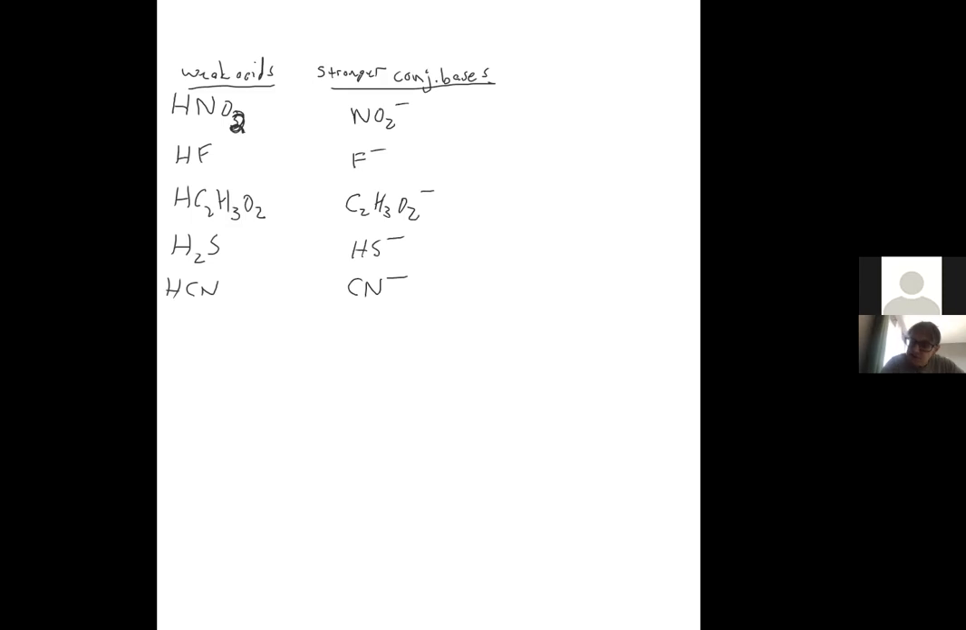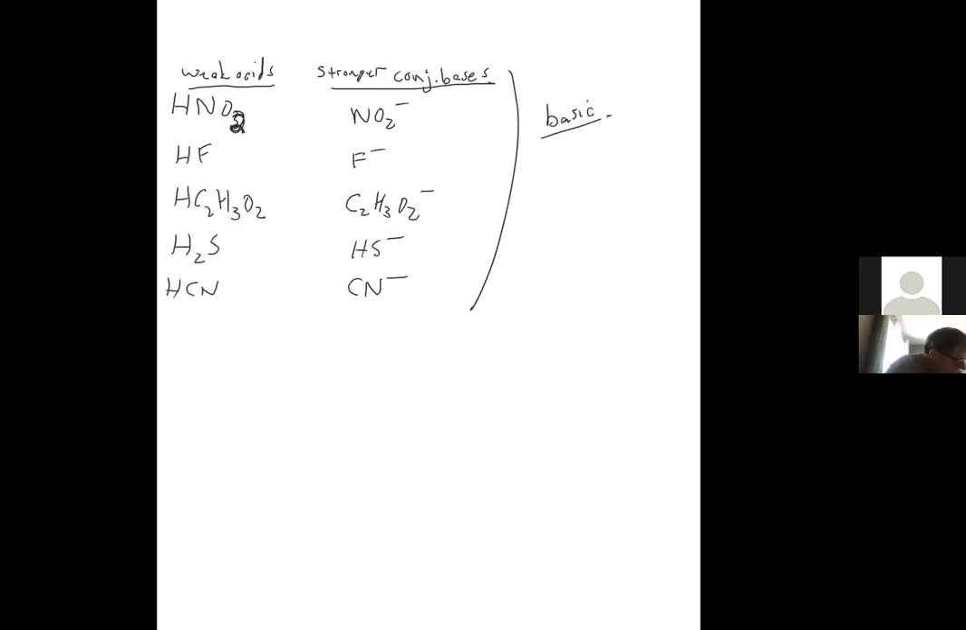So now these are going to be relatively stronger conjugate bases. Okay, oops, sorry, that's a 2. NO2 minus, F minus, C2H3O2 minus, HS minus, notice you're getting rid of the H plus, CN minus. So these are relatively strong conjugate bases, which means that they will make the solution basic.